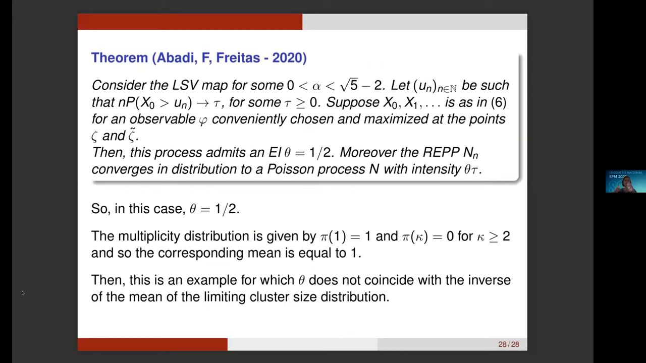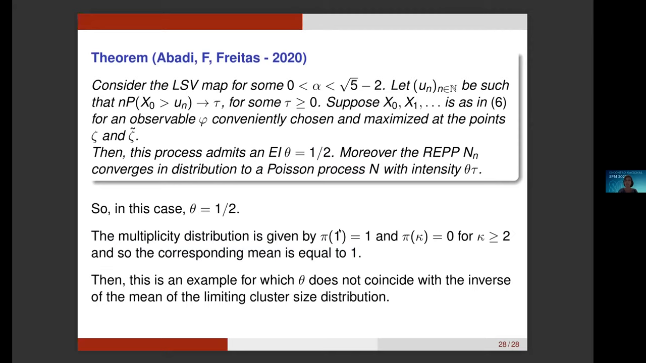And now to finish, we have the result with Miguel Abadi and Jorge Freitas that says that this process admits, in fact, an extremal index equal to 0.5. Moreover, the rare event point process converges in distribution to a simple Poisson process with intensity theta tau. So although we have an extremal index strictly less than 1, we have, in this case, a simple Poisson process. And in fact, the multiplicity distribution is simply given by pi_1 equal to 1 and pi_k equal to 0 for an integer k larger or equal than 2. And so the corresponding mean is equal to 1.